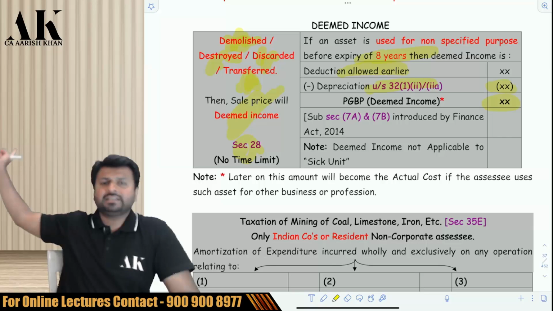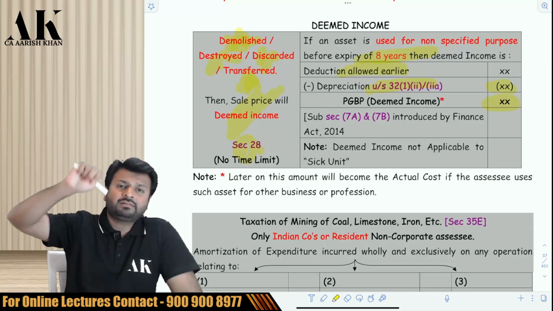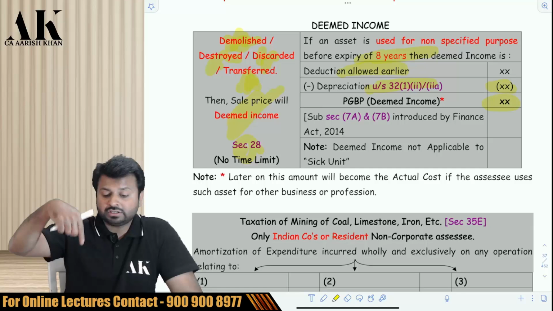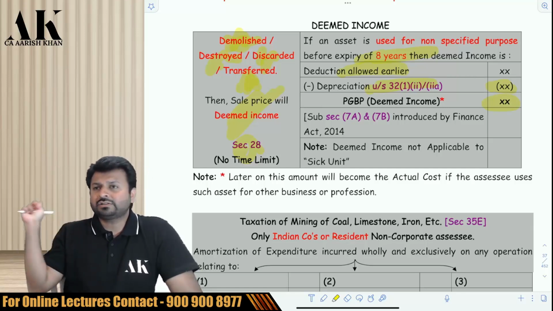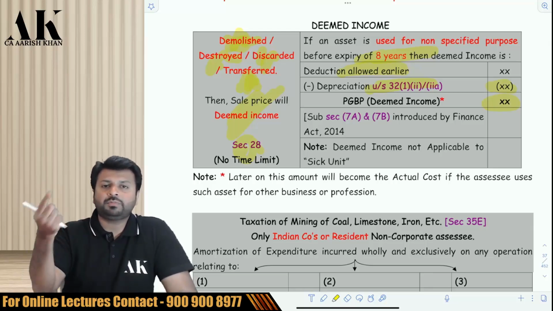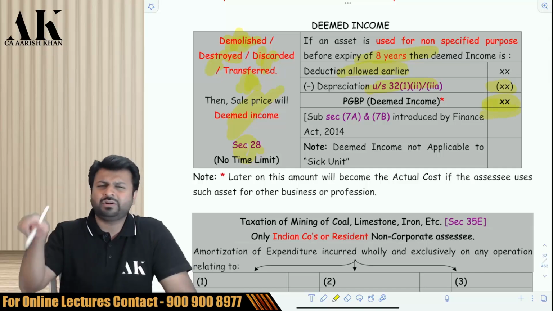Suppose if you have purchased a building 2 years back, so you have claimed a deduction of 100 crore 2 years back. Now after 2 years, in the third year, you are using that building for non-specified purpose, then you have to bear the brunt of deemed income under section 35AD subsection 7A, 7B. How much? 100 crore deduction minus 2 years depreciation. First year's depreciation will be 10 rupees. Second year's depreciation will be 9 rupees because of WDV. And therefore the amount which will be left will be 81 rupees. I have given you examples on this in class. So that 81 will become deemed income.